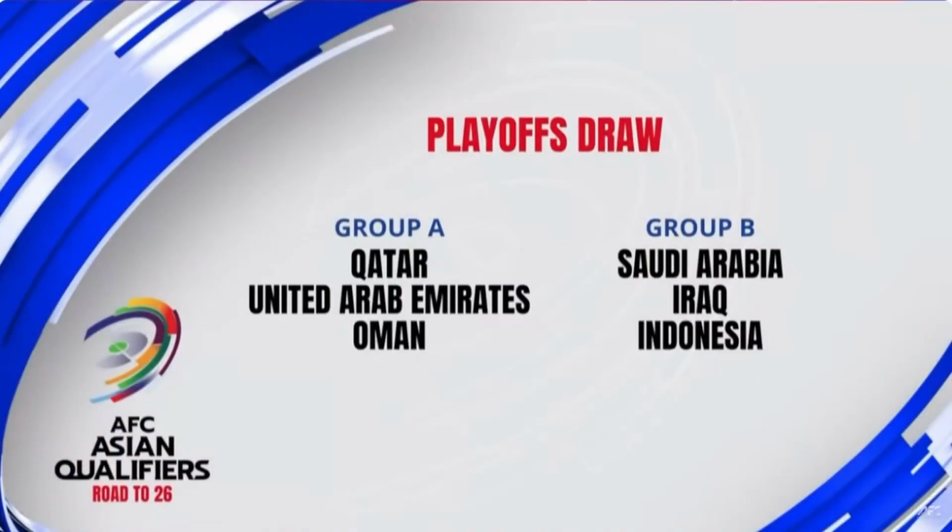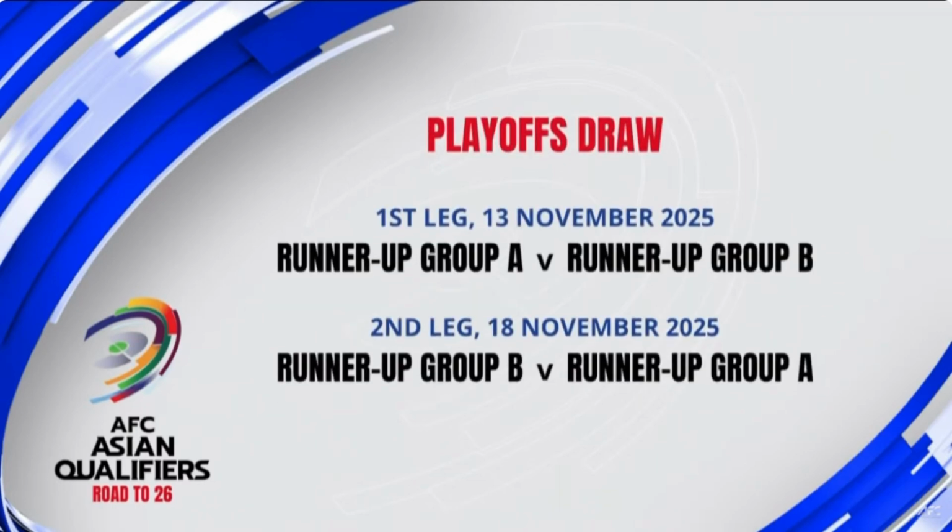Now that we have both groups drawn, allow me to just quickly recap the draw results, starting with Group A. We have host Qatar, United Arab Emirates, and Oman in Group A. Moving on to Group B, the host Saudi Arabia, Iraq, and Indonesia, playing in Saudi Arabia, Jeddah. Moving on to the knockout stage, the first leg will be hosted by the runner-up of Group A, and the second leg will be hosted by the runner-up of Group B. And both matches will take place on 13th and 18th respectively in November.